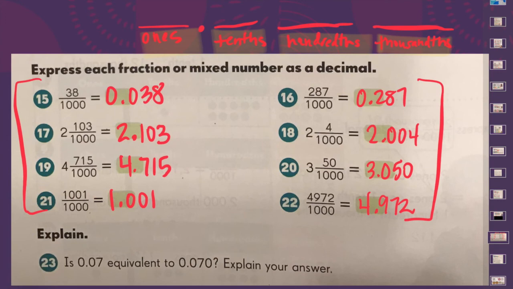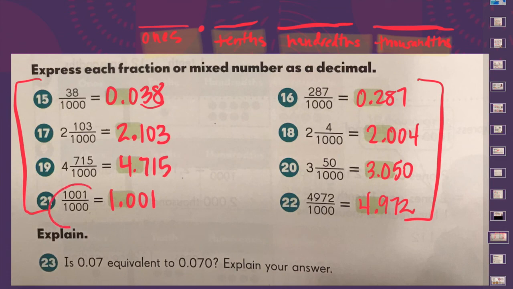Okay, let's work through these. Number 15 would be 0.038, 38 thousandths. Number 17 was 2.103. Number 19 was 4.715.